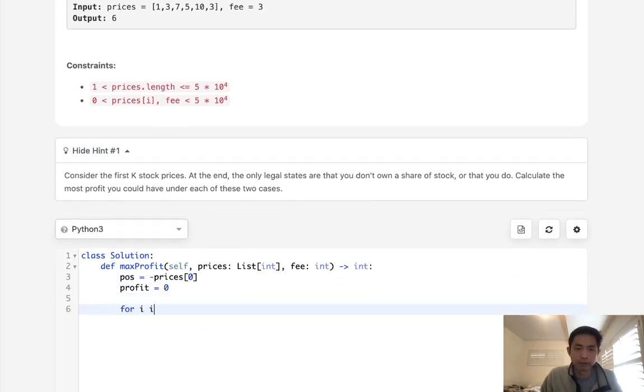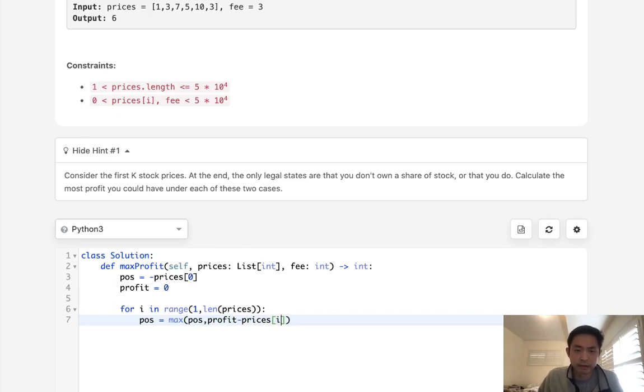So what we'll do is say for i in range, starting from the second element to the length of prices, we're going to first get the maximum position that we can get. So that's either going to be position itself, or it would be what? The profit minus prices[i], right?